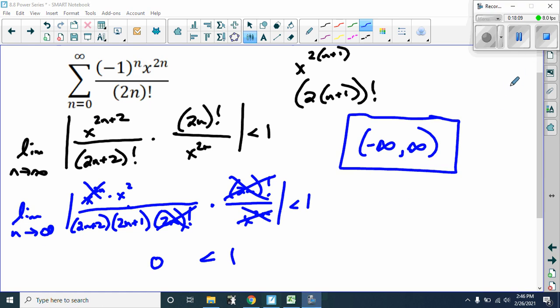So that's section 8.8, primarily on intervals of convergence. We'll talk about power series a little more moving forward.